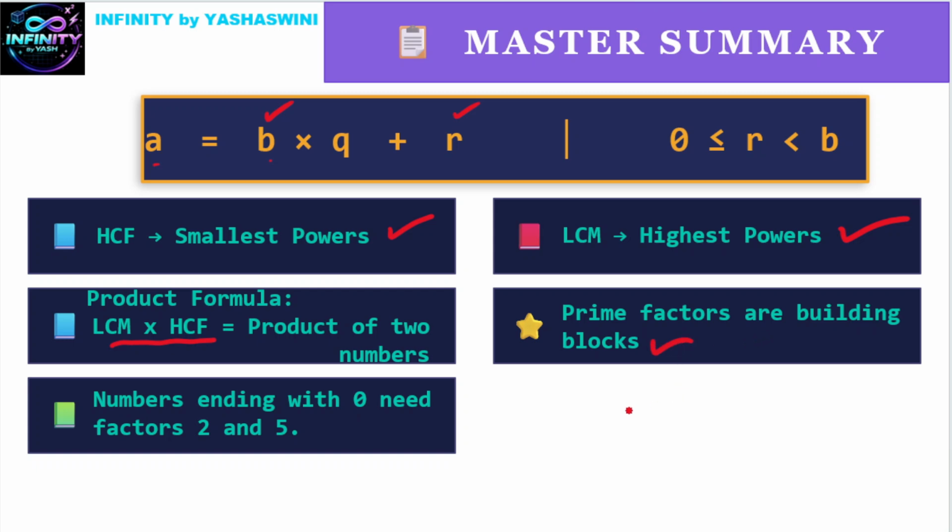And prime factors are building blocks. So all composite numbers can be expressed as the product of prime factors, where the prime factors are the building blocks of composite numbers. Numbers ending with 0 need to have the factors 2 and 5. Like for the 6 power n question we solved now, for that kind of question, any questions where they ask whether the given number ends with 0 or not, it must contain the two factors, that is 2 and 5.